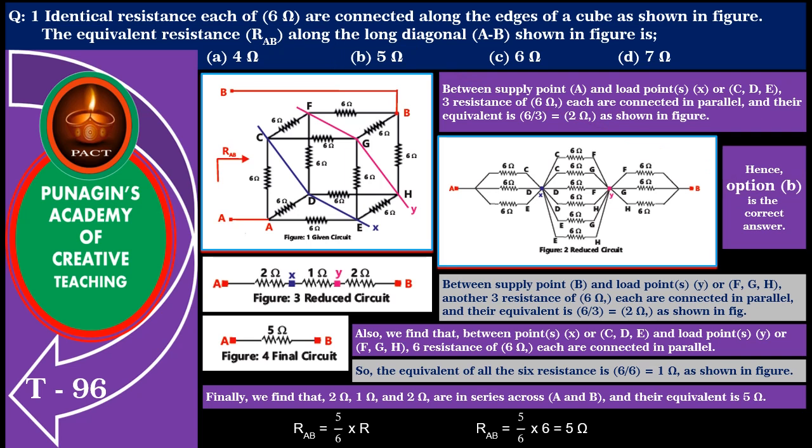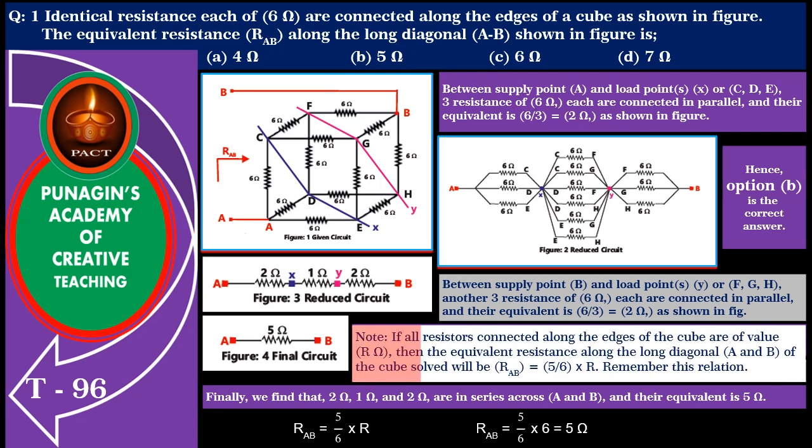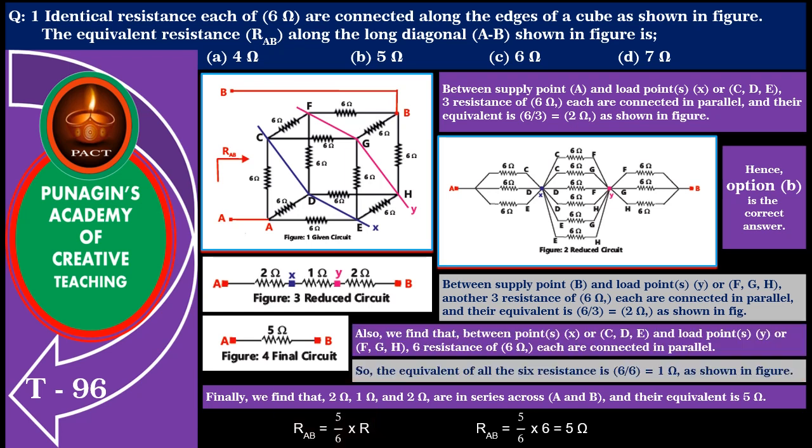Friends, note that if all the resistors connected along the edges of the cube are of, say, value R ohm, then the equivalent resistance along the long diagonal A and B of the cube, RAB, is equal to 5 divided by 6 into R. Remember this relation. Since the value of R in our problem is 6 ohm, we got RAB is equal to 5 divided by 6 into 6, which is equal to 5 ohm. Hope it is clear to you.